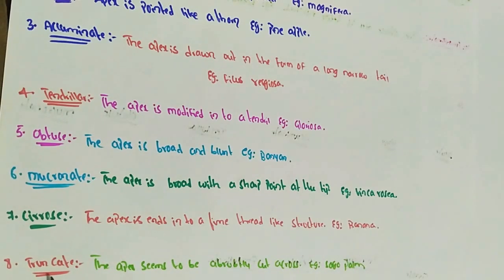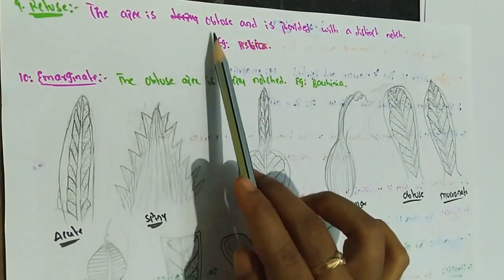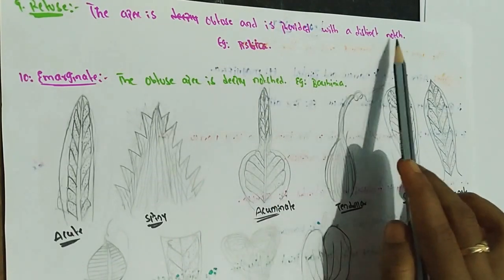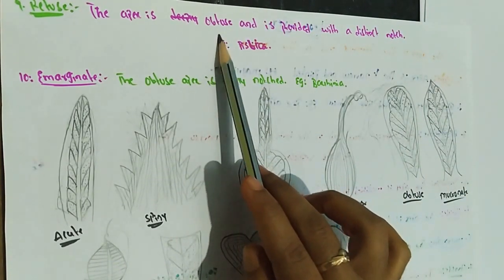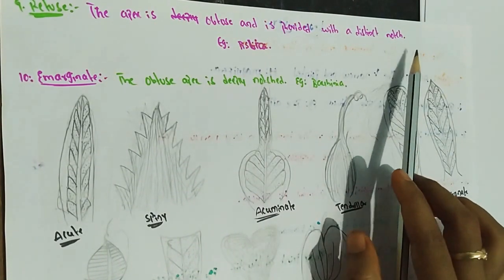Example, banana. Eighth type, truncate. The apex seems to be abruptly cut across. Example, sago palm. Here, abruptly means suddenly changes. It suddenly changes at the apex of the leaf, and it is cut across. Ninth type, retuse. The apex is obtuse and is provided with a distinct notch. Obtuse means more than 90 degrees. Notch means a deep V-shaped cut.